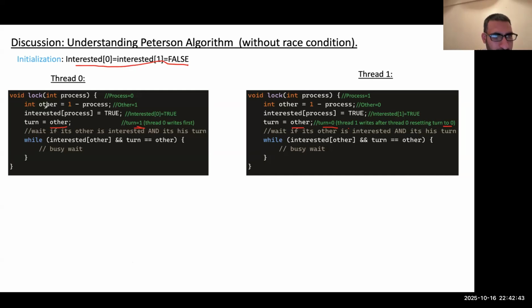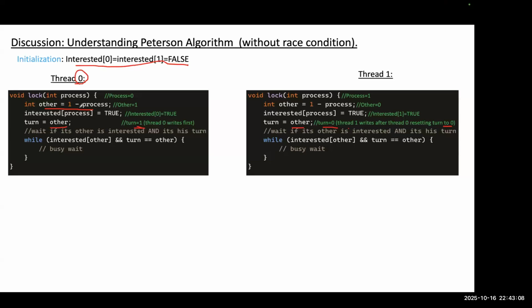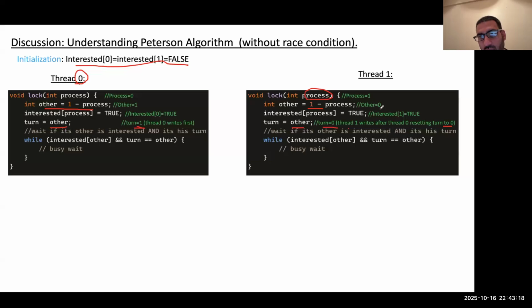Do this math here. What is other? It is 1 minus process, right? And what is the value of process in the context of thread 0? It is the ID of the thread. So 1 minus 0 is equal to 1. So other is equal to 1, right? And here the process is equal to 1. So 1 minus 1 is 0, right?